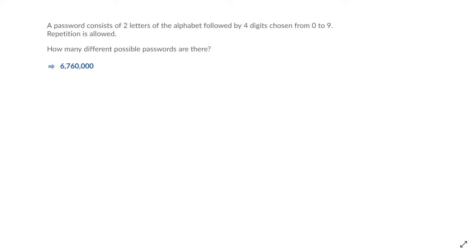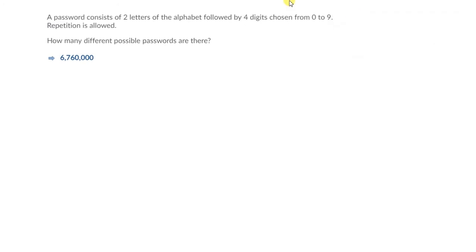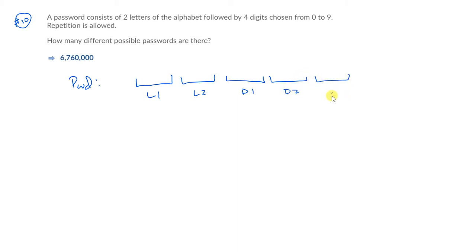Okay, so this is problem number 10. Again, let's list what a password would look like. On problem number 10, a password that we're going to create is going to look like this. We're going to have 2 letters and then 4 digits. So we'll have a letter, a second letter, then 4 digits: digit 1, digit 2, digit 3, and digit 4.